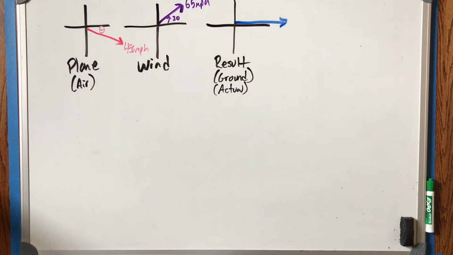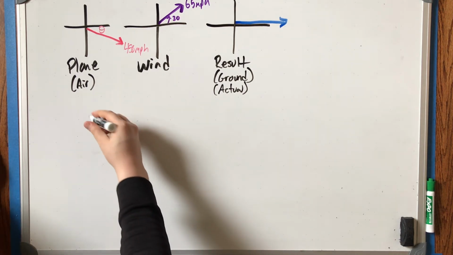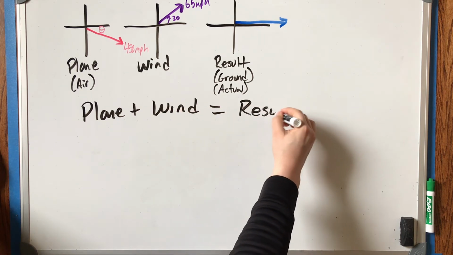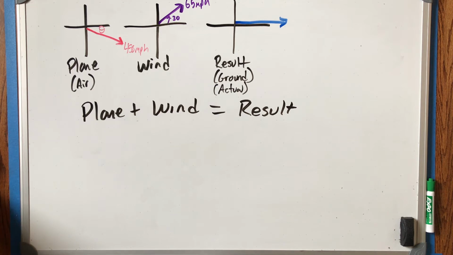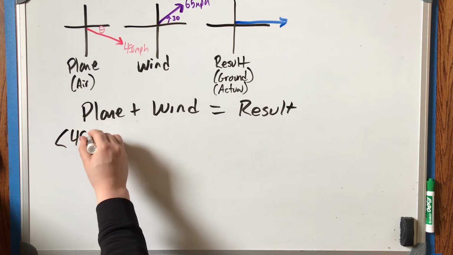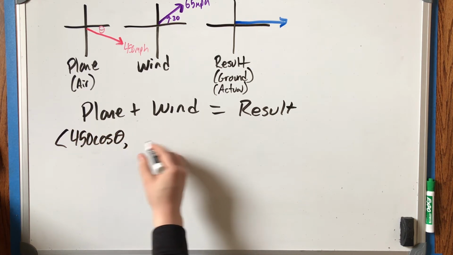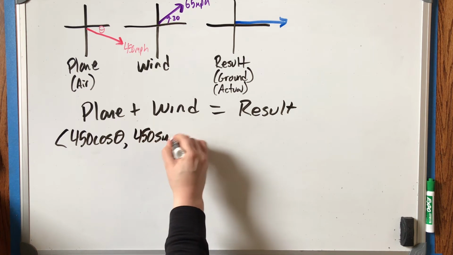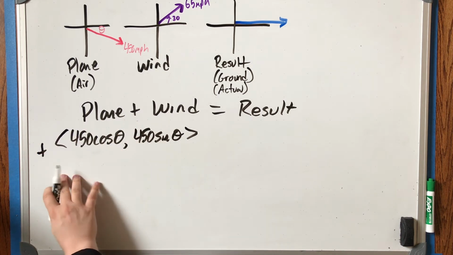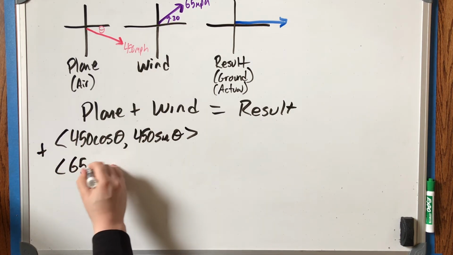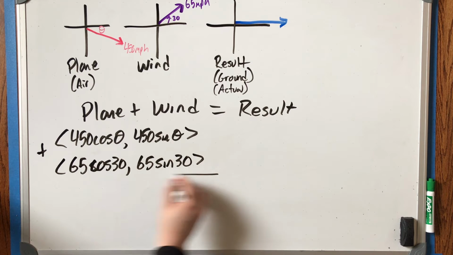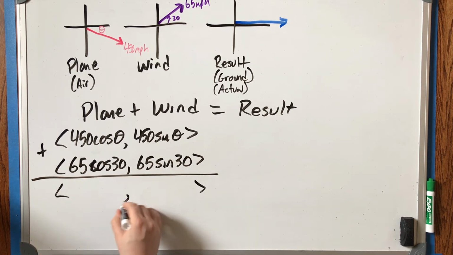So from this, I can write an equation. I know that the plane plus the wind will equal this resulting vector over here. Okay? So for the plane, I can write some of the things right now. I can write 450 cosine theta. I don't actually know theta yet. 450 sine theta. I'm going to switch to vertical because it's a little easier to see this when we go vertical. So that was the plane. Now I'll do the wind. The wind I know everything about. So 65 cosine 30, 65 sine 30. And I know that if I add those together, it will give me this resulting vector.